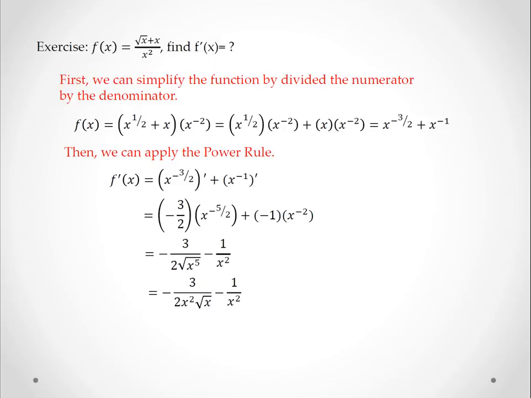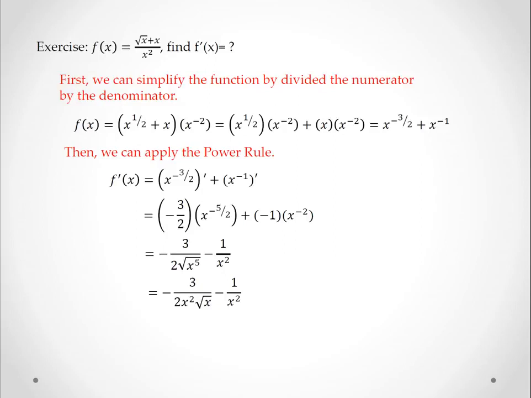Then we can apply the power rule to solve this problem. f prime of x is equal to the derivative of the first term plus the derivative of the second term. In this case, the first term is x to the minus 3 divided by 2. So we first move the power in front, minus 3 divided by 2, times x to the power minus 1. In this case, x to the minus 3 divided by 2 subtract 1 is equal to x to the minus 5 divided by 2. The second term is x to the minus 1. So the derivative of x to the minus 1 is equal to minus 1 times x to the minus 2 power.